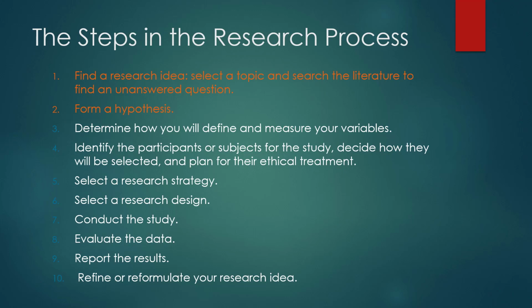While we're doing that, we're going to be learning how to do the next steps in the research process, steps 3 through 6. We'll learn how to define and measure our variables, who the participants are, how we select them, ethical treatments for them. We'll select a research strategy, so you understand the difference between research strategies and research designs. You'll select a research design. So we'll learn all about that as we're completing those first two steps.